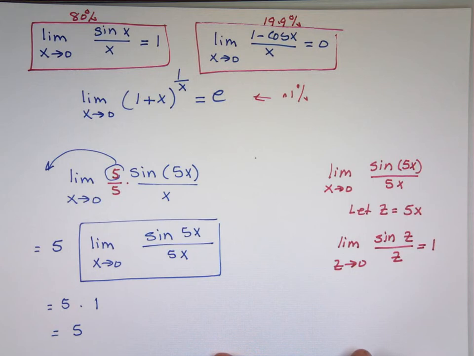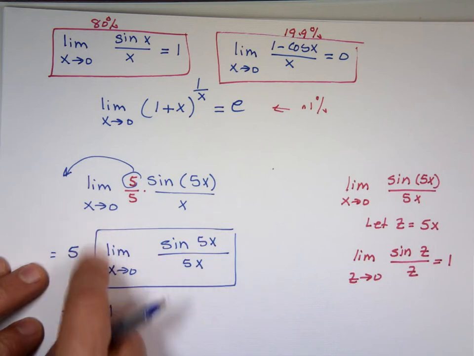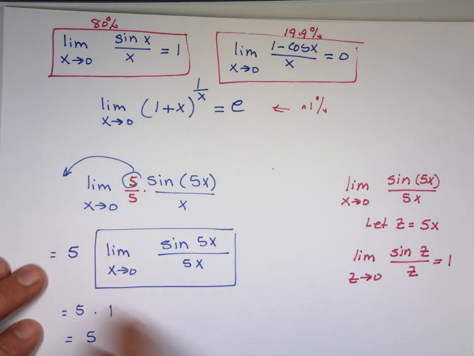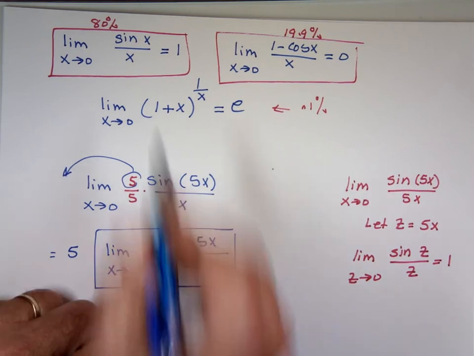Professor? Yes. Where did you get 1? The answer to this. No, but you said 5 times 1. Yeah, the answer to this box is 5 and 1. The reason it's 1 here, because I'm using that rule there by doing change of variable.